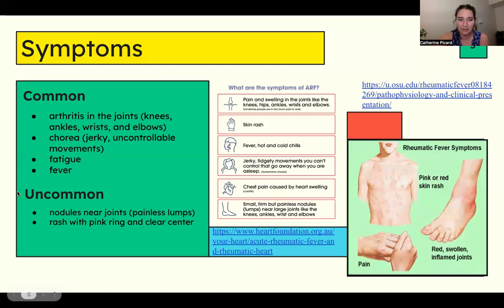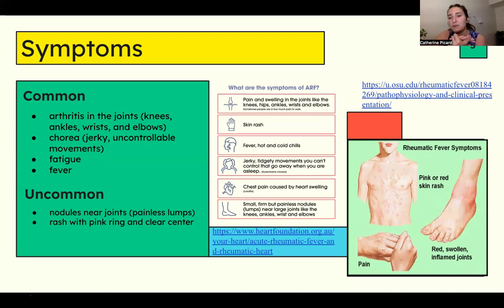Okay, so symptoms. Some common symptoms are going to be arthritis in the joints, specifically the knees, ankles, wrists, and elbows. And then chorea, which I didn't know that this was a thing before this presentation, but it's jerky, uncontrollable movements. So think seizure, except don't think seizure. A seizure is going to be uncontrollable movements for a certain period of time, sort of a long period of time, a couple of minutes.